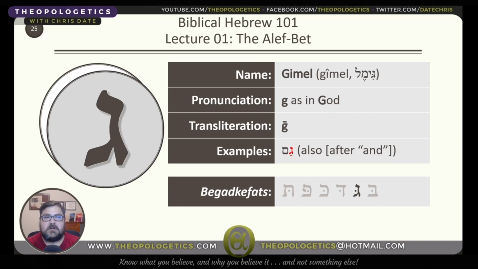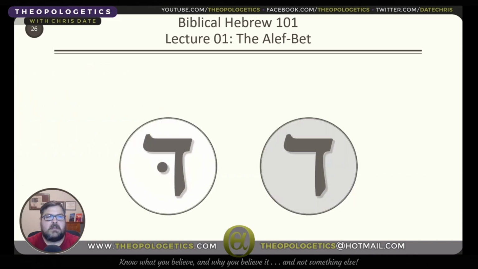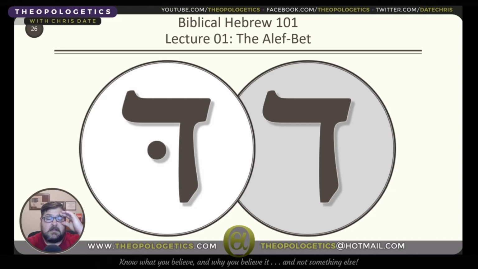One example of this, again, you're not going to encounter a Gimel without a Dagesh at the beginning of a word in most cases. One exception is when it follows the word and. So when the word gam follows the word and, there will not be a dagesh in the gimel. And gam means also. Next consonant in the Hebrew Alef-Bet is the letter dalet.